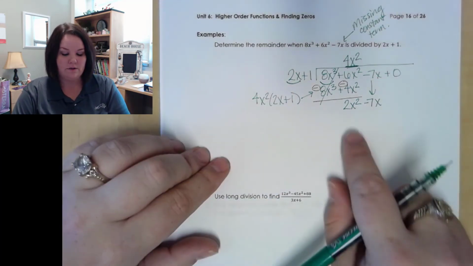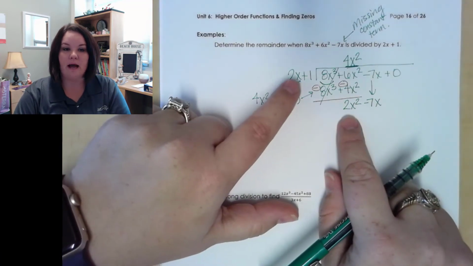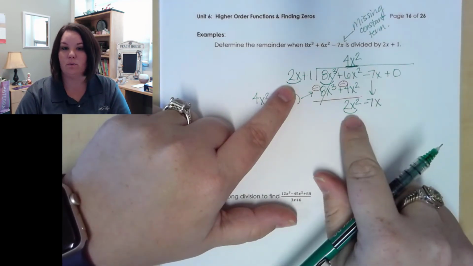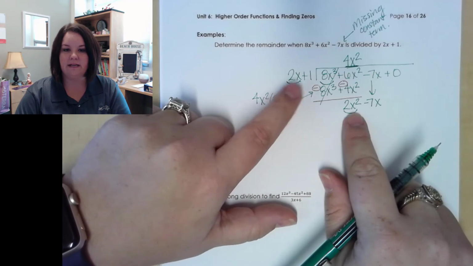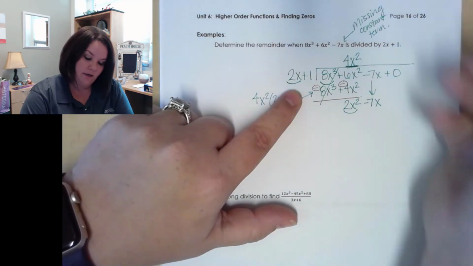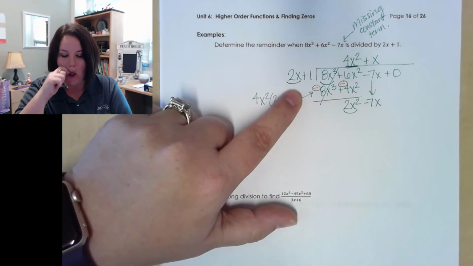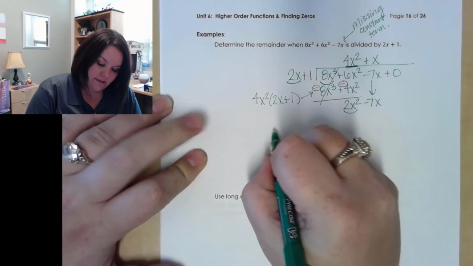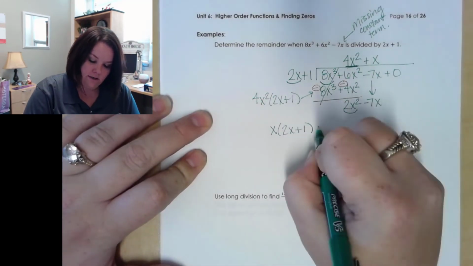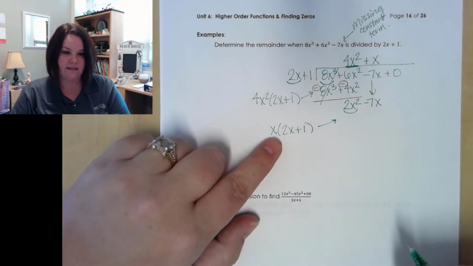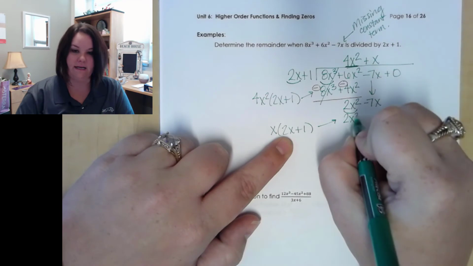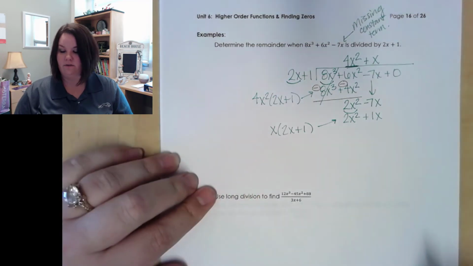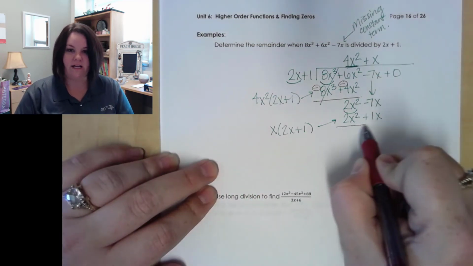All right, so now I start over again. What do I need to multiply my leading term 2x by in order to get this leading term, which is 2x squared? So I already have the 2, but I need an additional power of x, right? So I'm going to multiply it by just a positive x, and I need to take that x, distribute it to my divisor, and write it below. So I'm going to say x times 2x plus 1, and that's what I'm going to write below here. So x times 2x gives me the 2x squared that I needed, and x times 1 gives me a positive 1x, right? Then I draw my line, change my signs.